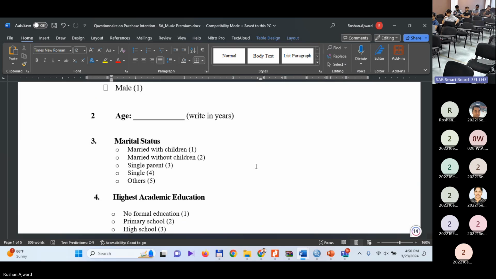Now shall we see whether males and females are different in the purchase intention of the music app? No one knows that, right? Whether males prefer it or females prefer it more than the other. So that's what we do: a t-test. Before we do a t-test, there are 4 steps in doing a t-test. Write down the steps.